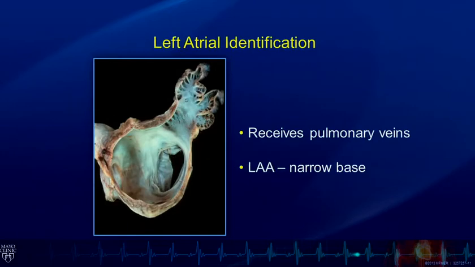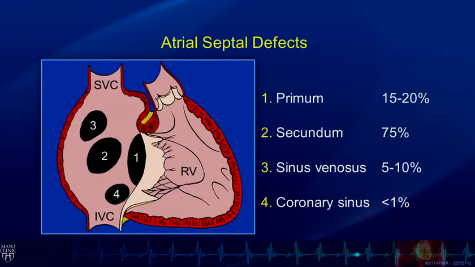In contrast, the left atrium receives pulmonary veins, and it's characterized by that very unique appearance of the left atrial appendage, a narrow base with multiple frond-like structures, as demonstrated in the right upper portion of this pathology image.